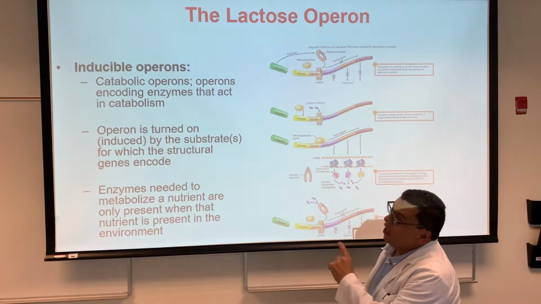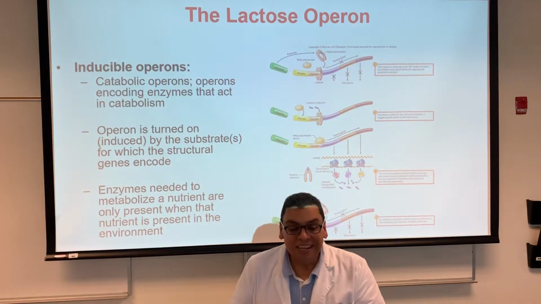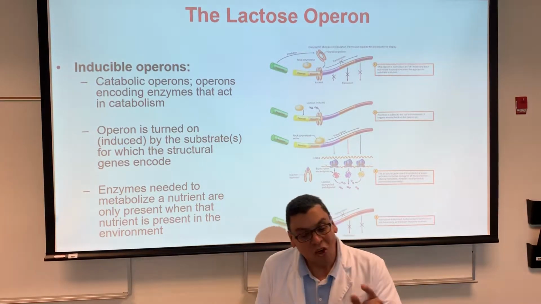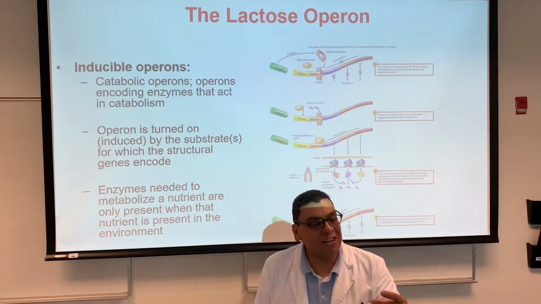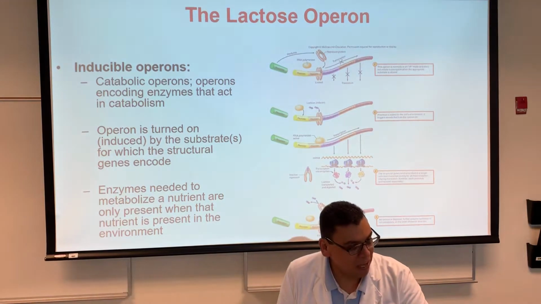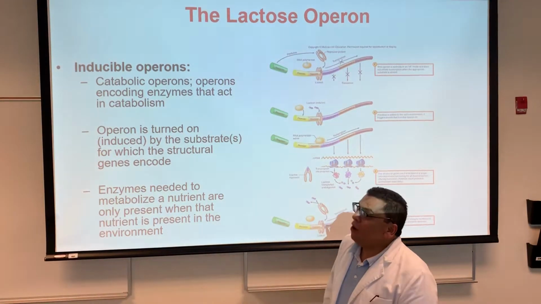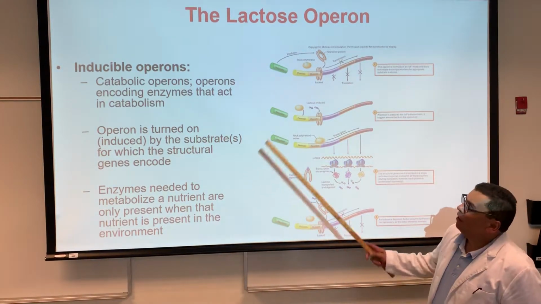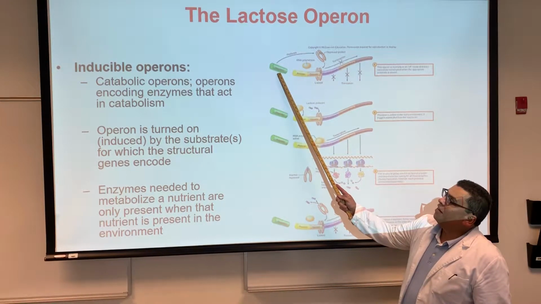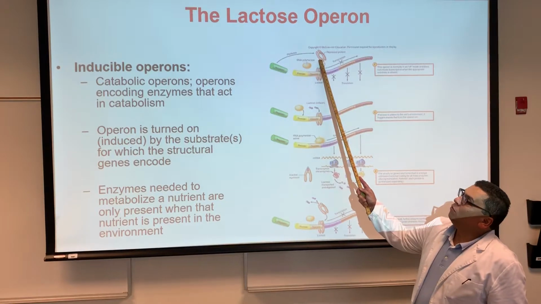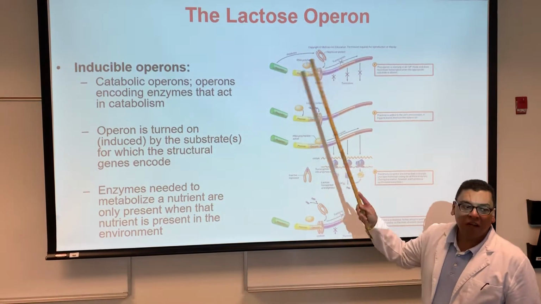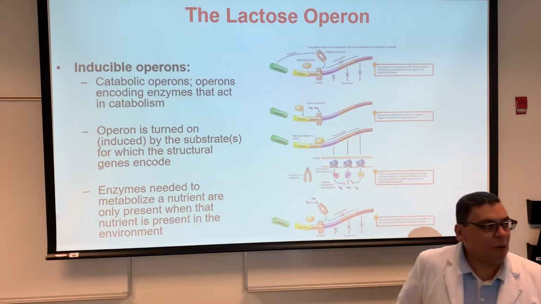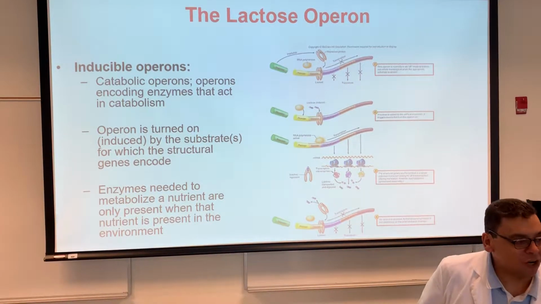So the inducible operon is in the off position first. And it's called inducible because I can turn it on. Are we catching that? So how does it stay in the off position? Here we go. The regulator gene will make what's called a repressor protein. The regulator gene will make a protein called the repressor.